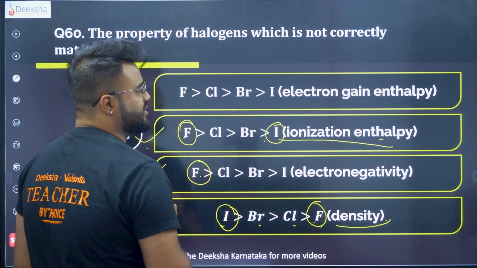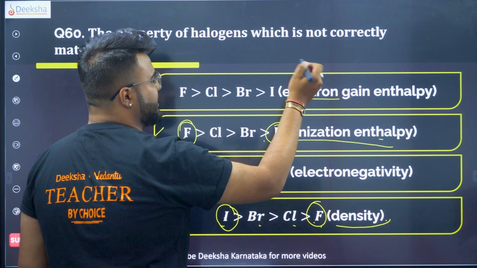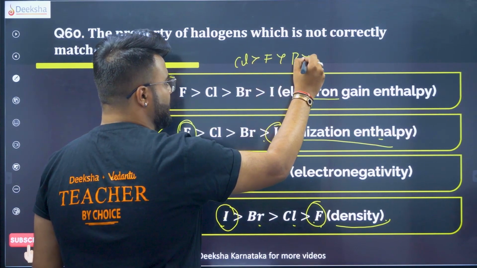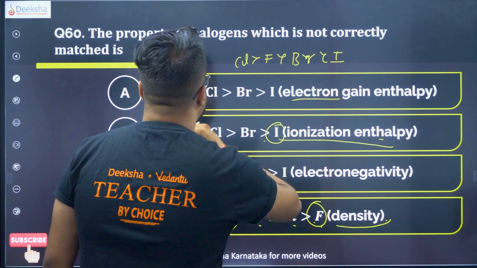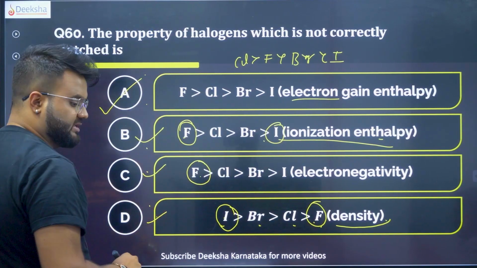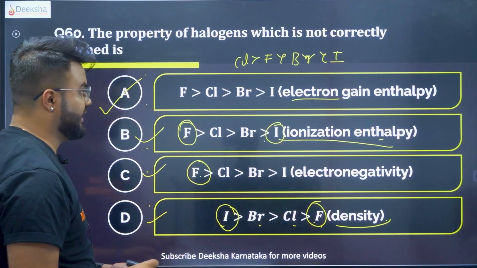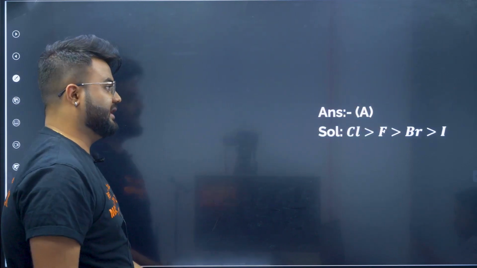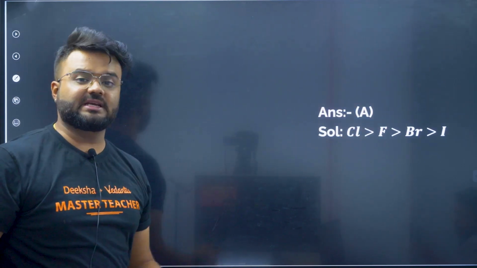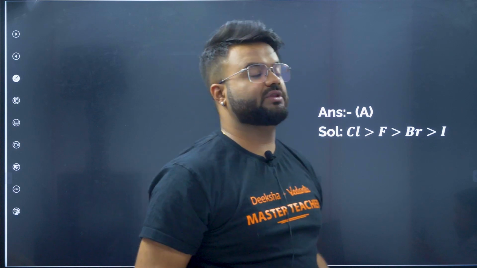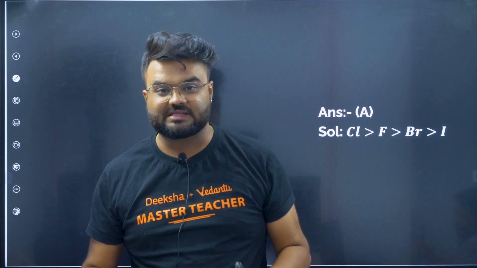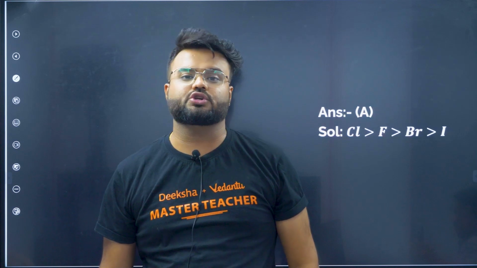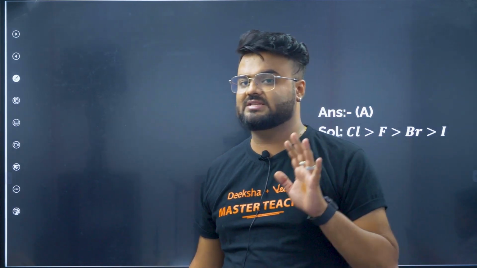That is obviously option A. See here, what is electron gain enthalpy? Always from chlorine, next fluorine, next bromine, next iodine. Therefore, your option A is incorrectly matched, and the correct order is chlorine, fluorine, bromine and iodine. Clear guys? Now we have done with the questions till number 60. So this is your KCET 2022 previous year question paper, detailed explanation and solution.